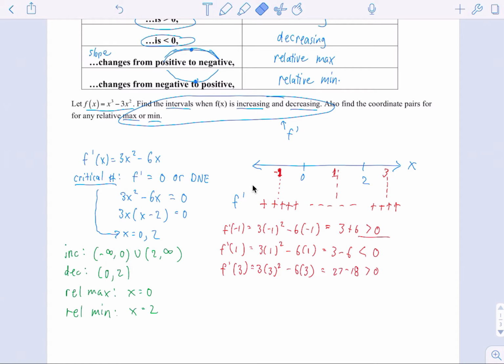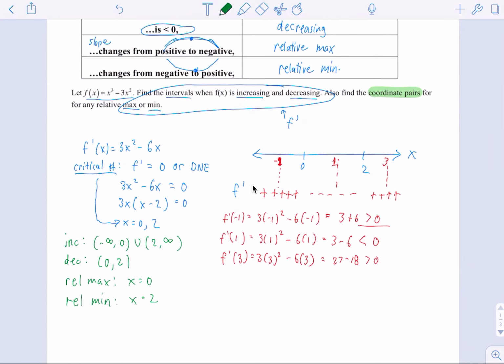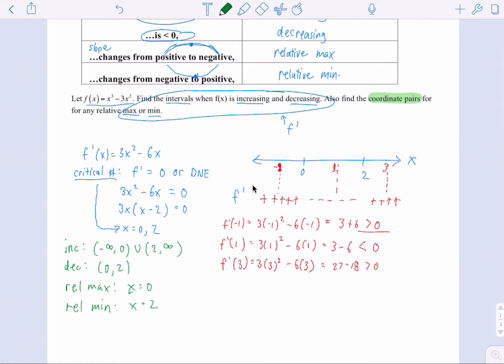Okay, so I believe it says find the coordinate pairs, so let's actually do that. If we know x equals 0 and x equals 2, how do we find the y values? Do I plug it into my derivative, or do I plug it into my original function? Well, we know that to find y values, we plug it into the function. To find slope values, we plug it into our derivative. Okay? So we plug it into our f.